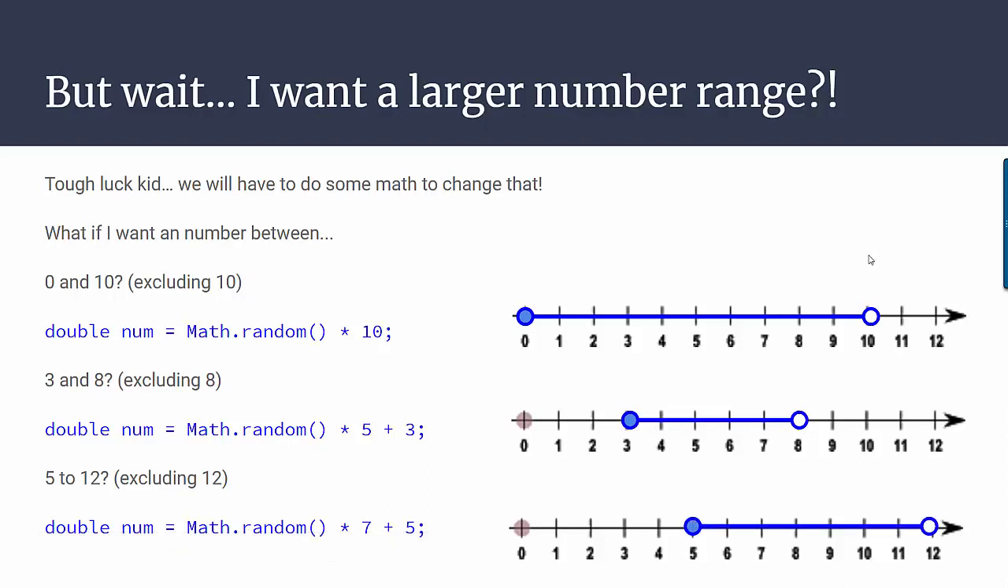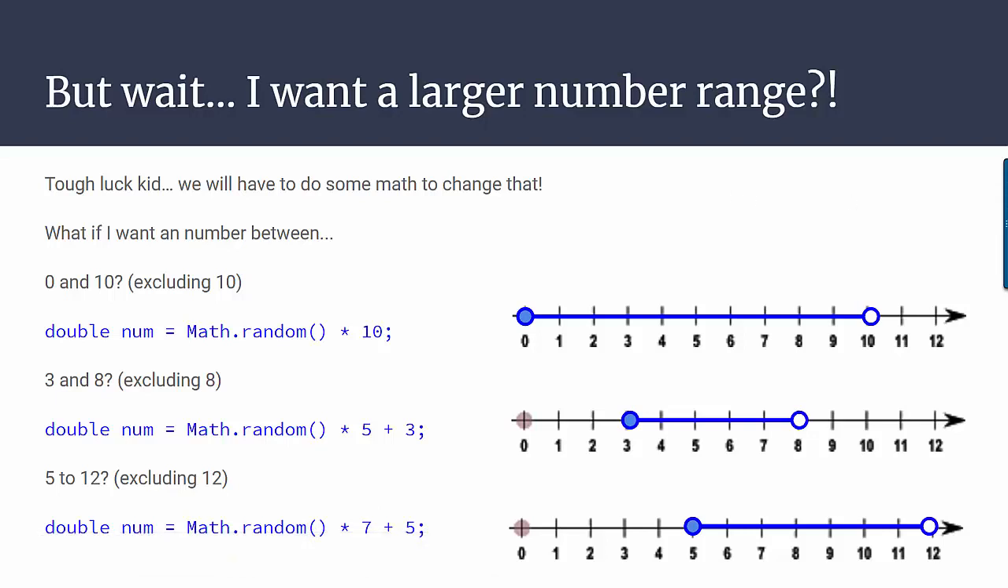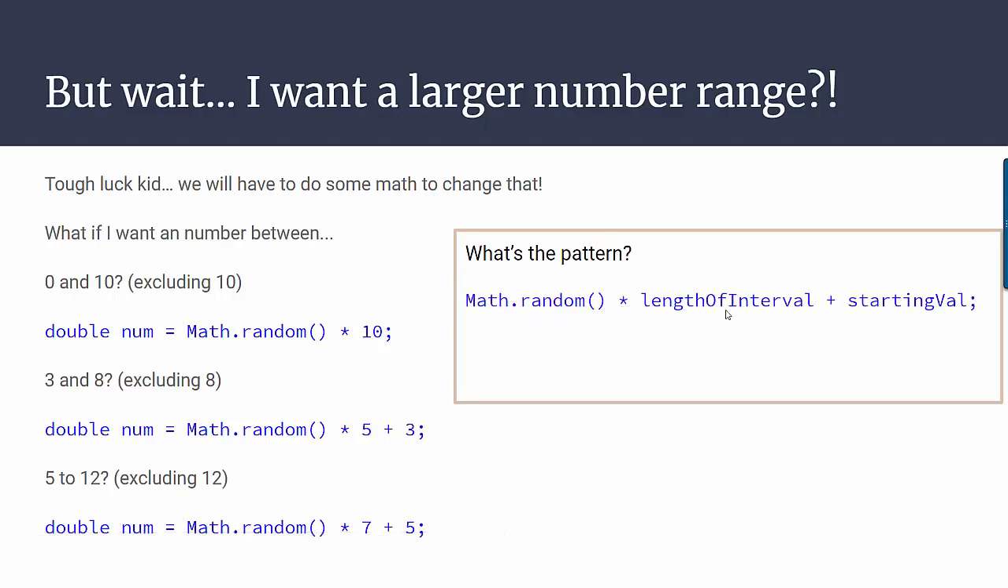The example here is the same pattern. I have a line whose length is 7 because I stretched it by 7, but then I shifted it right by 5 to get the interval from 5 to 12. So what's the pattern? The pattern is math.random times however long you want your interval to be, plus whatever the starting value is.